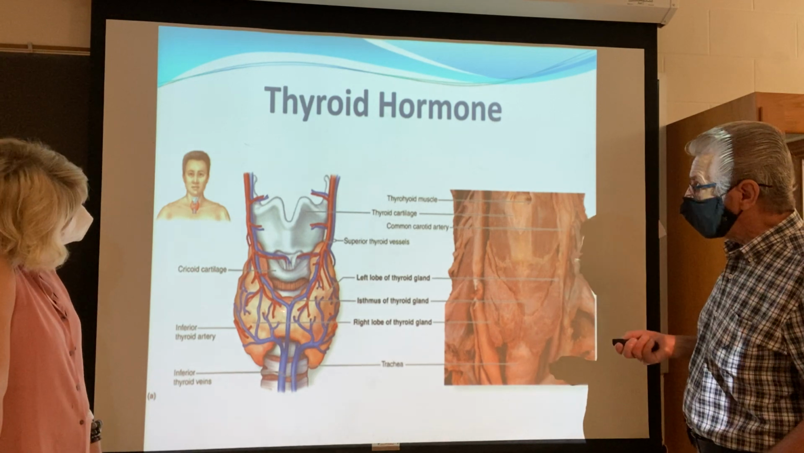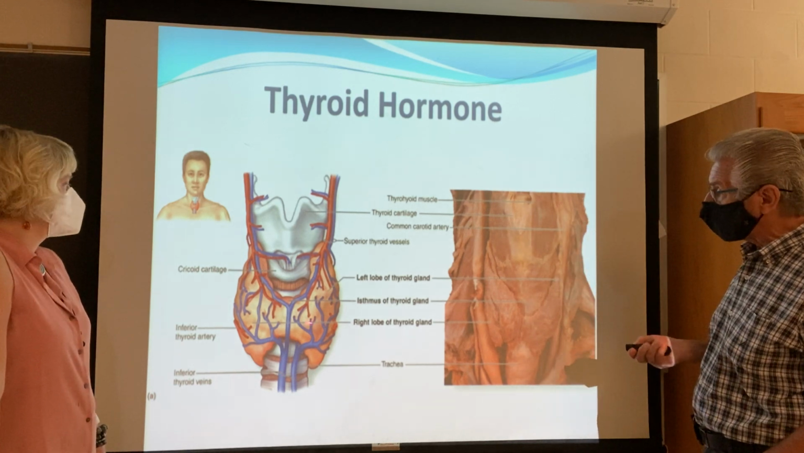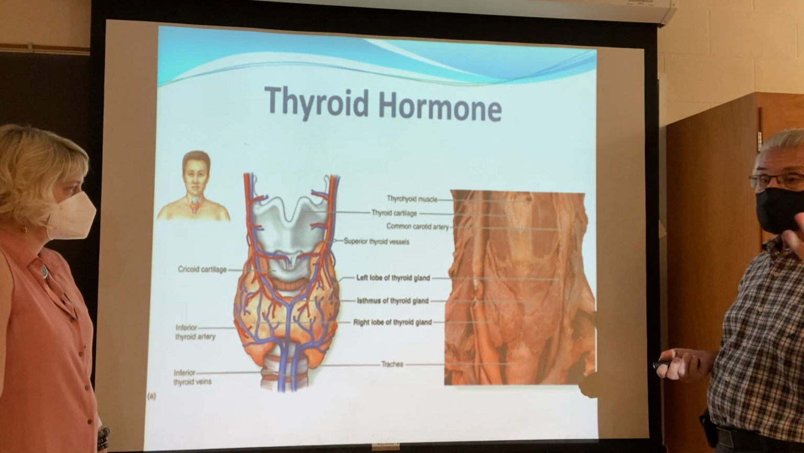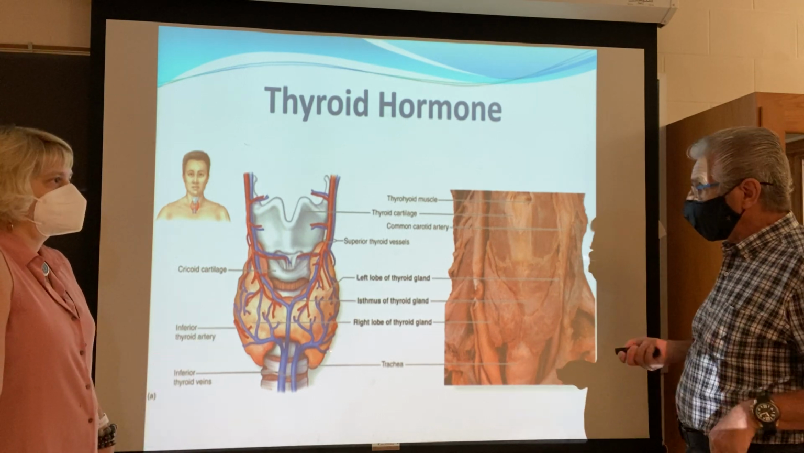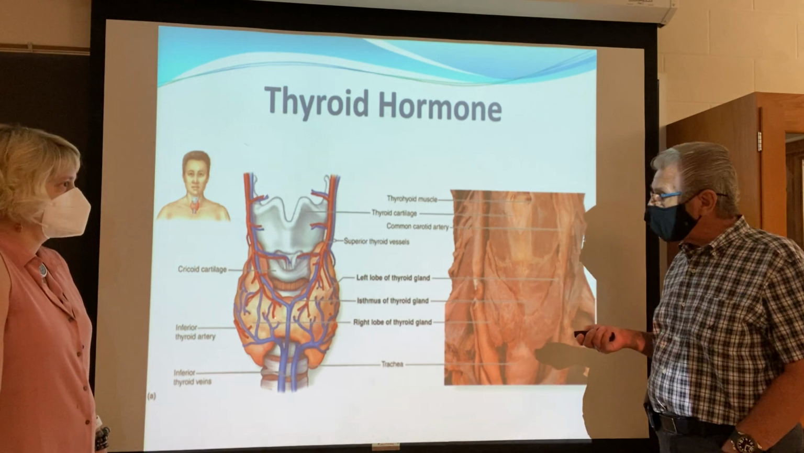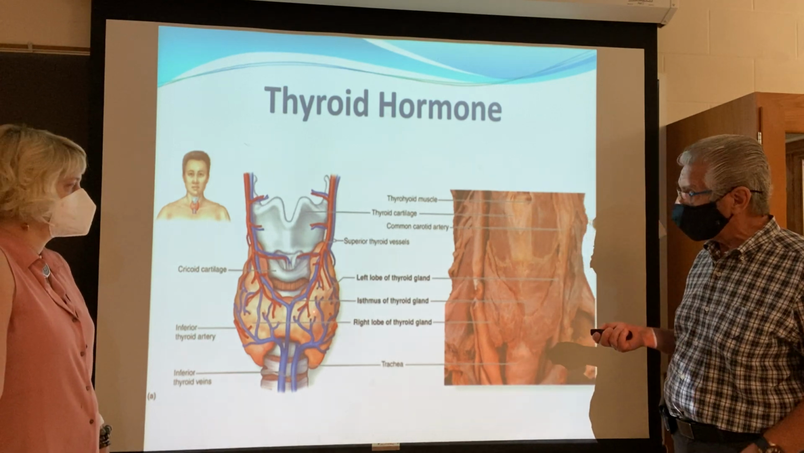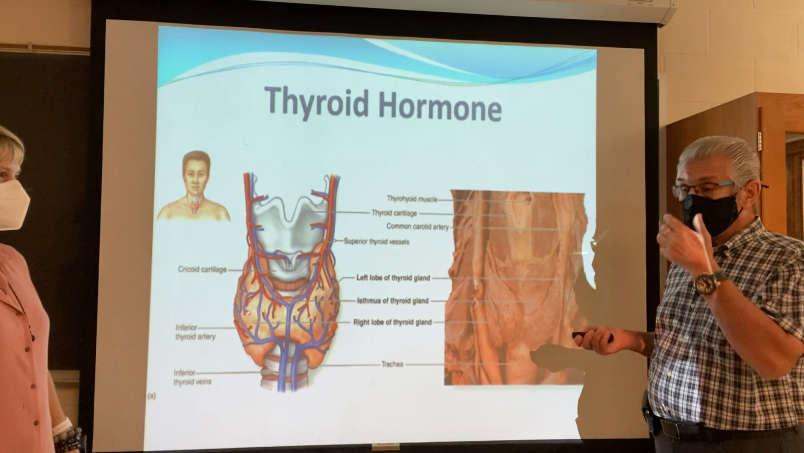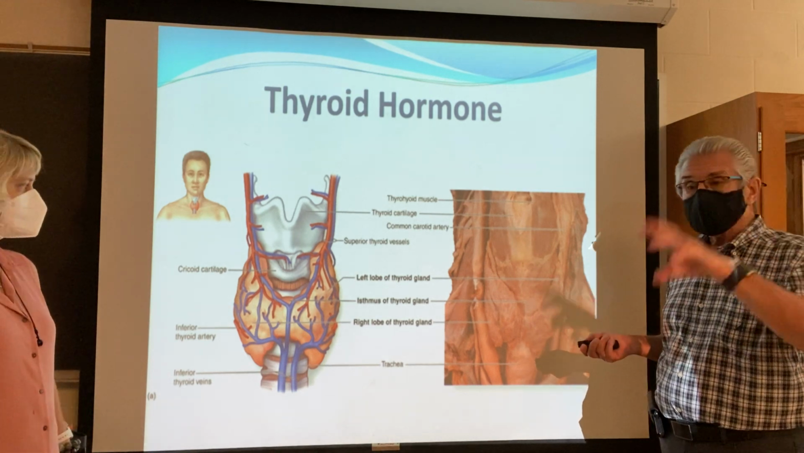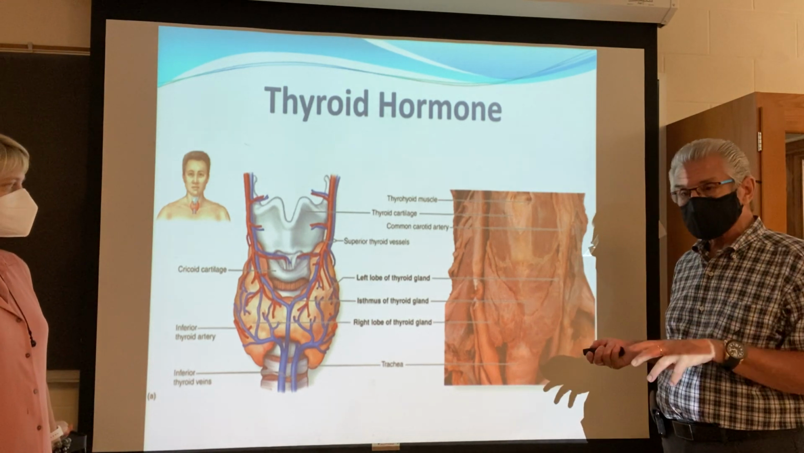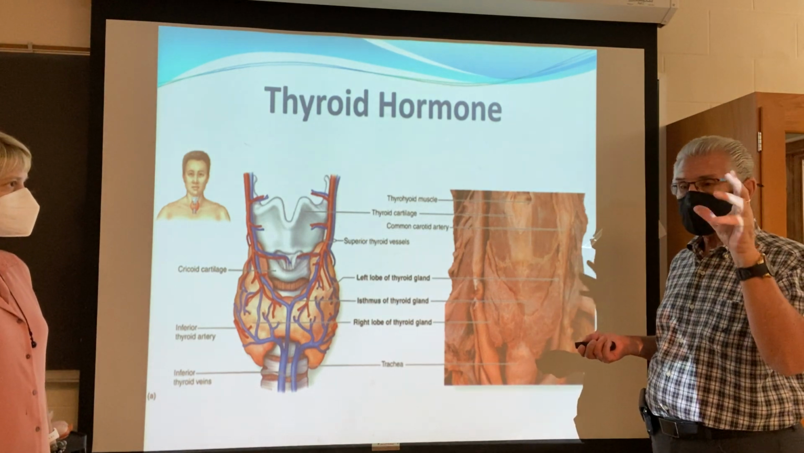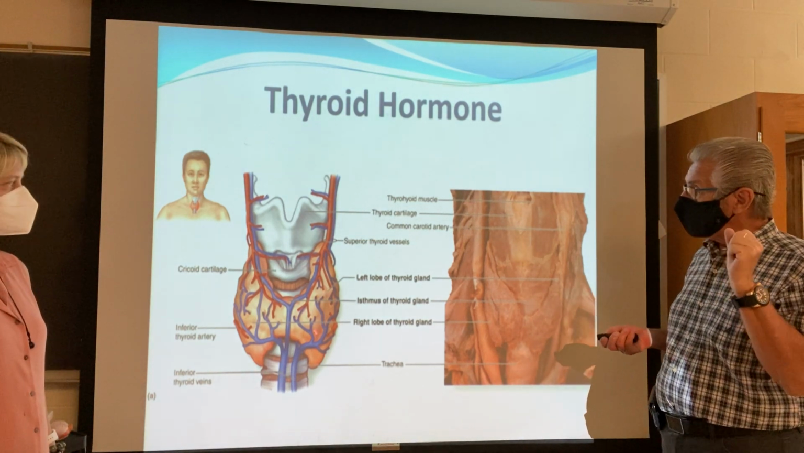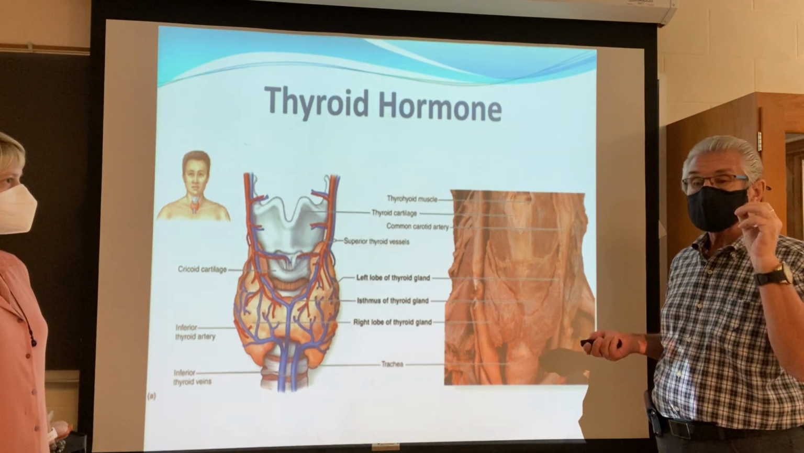So that is produced by our thyroid gland. But there's a second function, endocrine function. And that is we have what we call parafollicular cells. The follicles are where we produce thyroid hormones. The parafollicular cells are a population of cells that produce calcitonin.